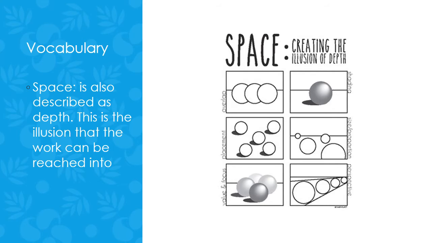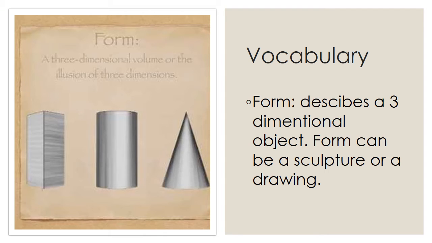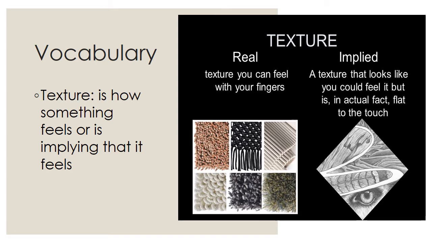Space, which you can see here, can be used in different ways, like shading, overlapping, placement, size, proportion, value and focus, and perspective. Form describes the 3-dimensional object, and here's an example to your left. Texture, it can be real or implied, as you can see in these examples here.